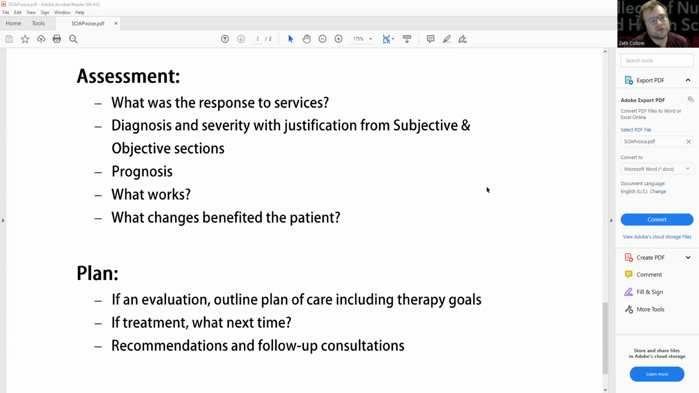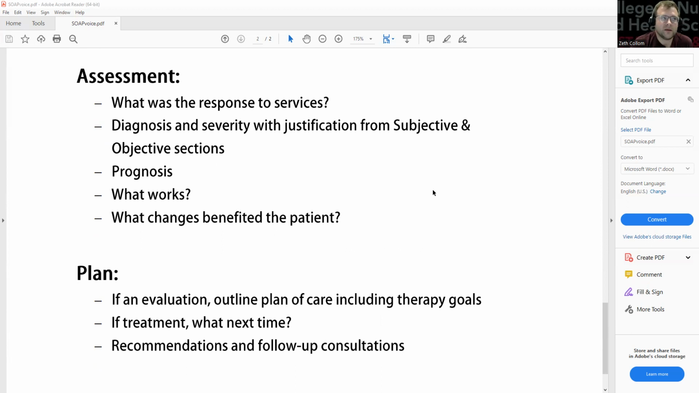But probably your most important part of your note, and the one that I think is the hardest to learn how to write, is the assessment portion. So this is why assessment and evaluation are two different things. Evaluation fits into assessment. You are constantly assessing. You are constantly thinking about, did my patient respond to what I did? If it's an initial evaluation, you might think about diagnosis and severity.